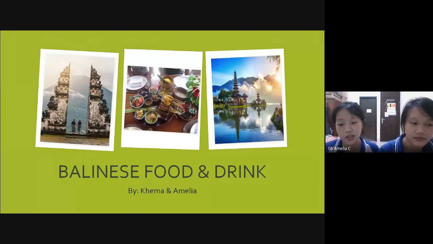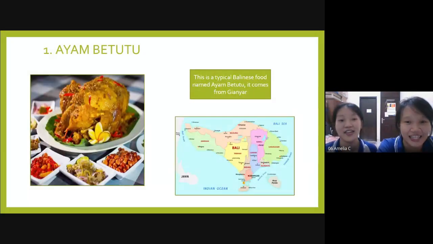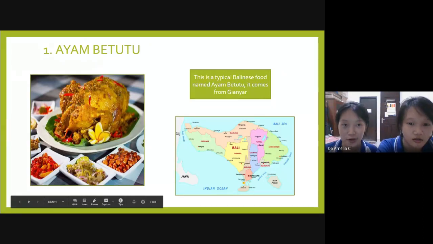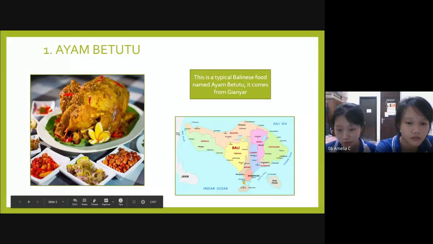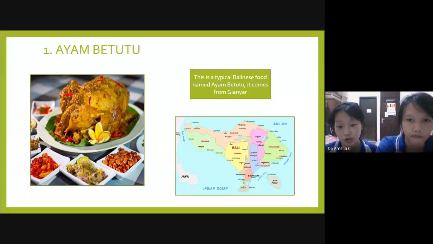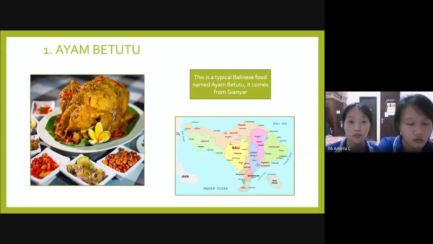Now I'm going to tell you about Balinese food and drink. There are many foods and drinks you can find in Bali, but now I'll tell you about the popular ones. The first one is ayam betutu, or betutu chicken. This is a typical Balinese food named ayam betutu. Betutu is a type of traditional Balinese food whose raw materials are whole ducks and chicken. The word betutu comes from tunu, which means grilled, and bem means meat. So betutu means grilled meat.